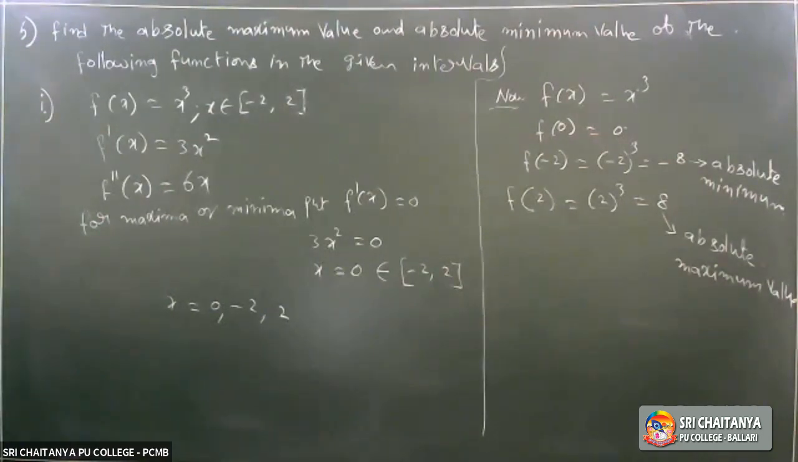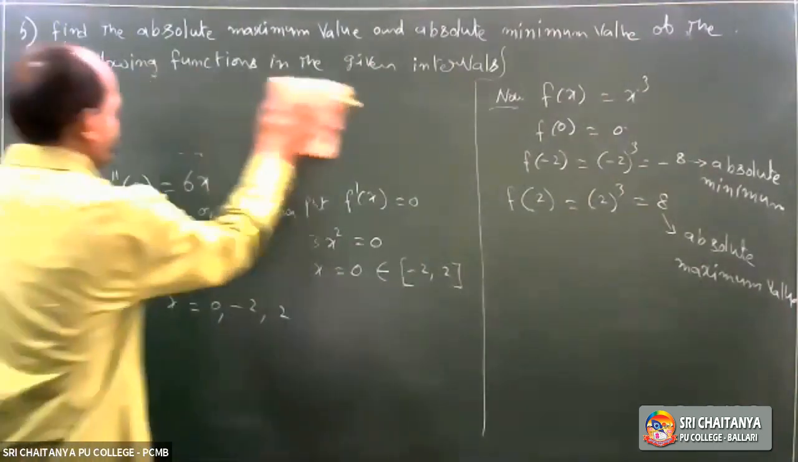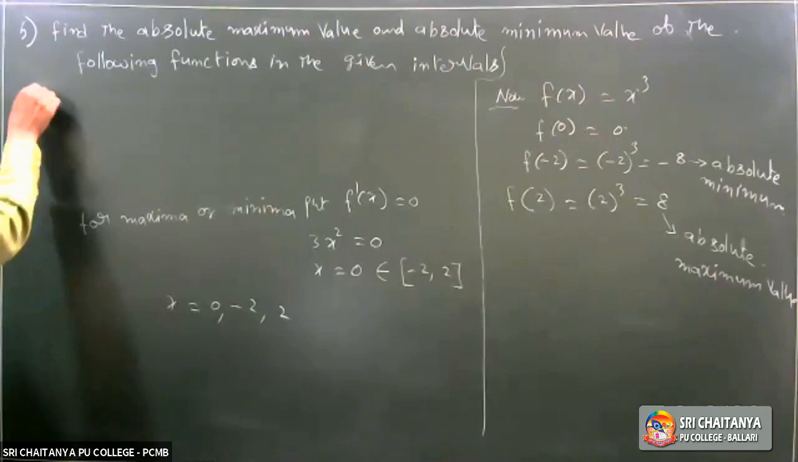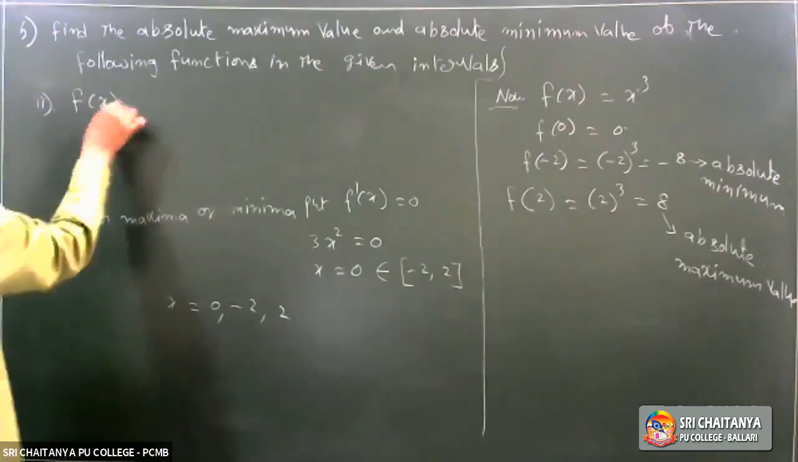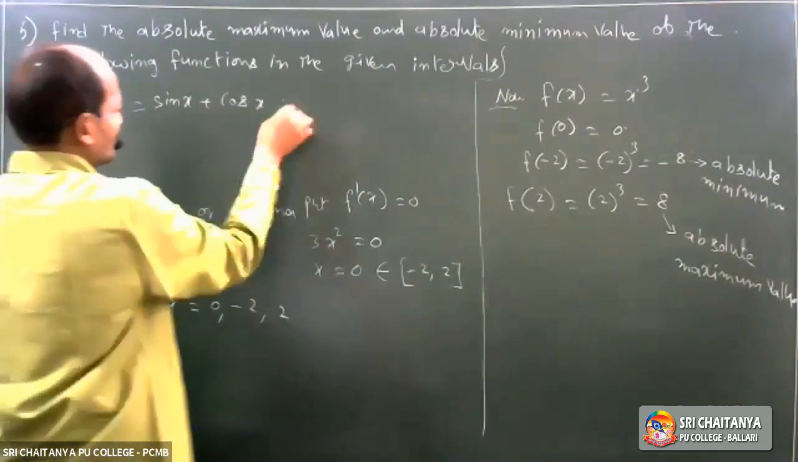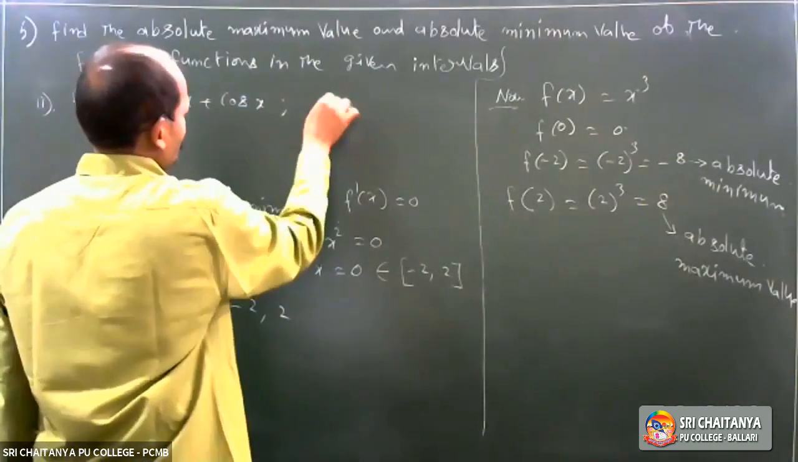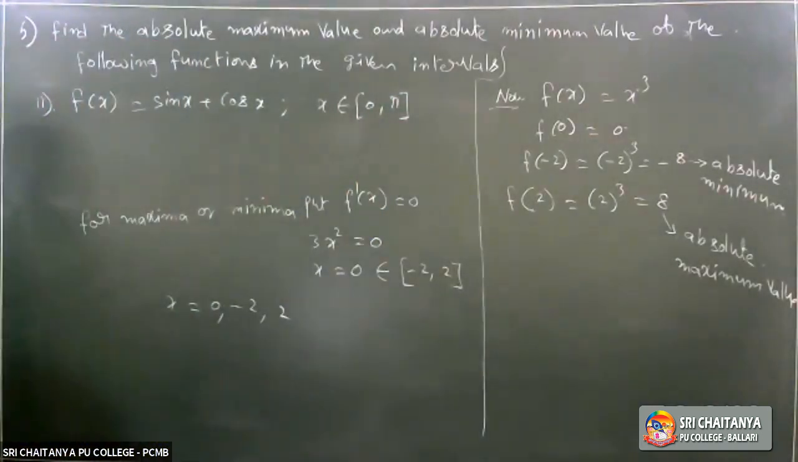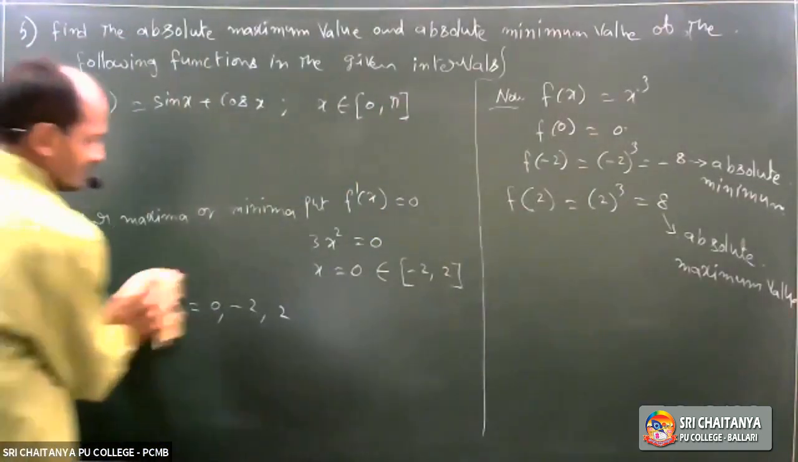Yeah, write down next question. F of x is equal to sin x plus cos x. It is x belongs to 0 to pi. Okay?